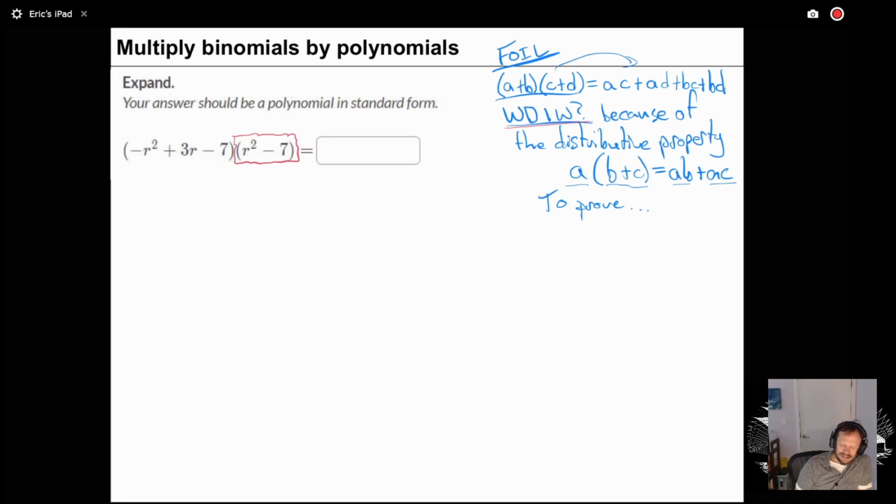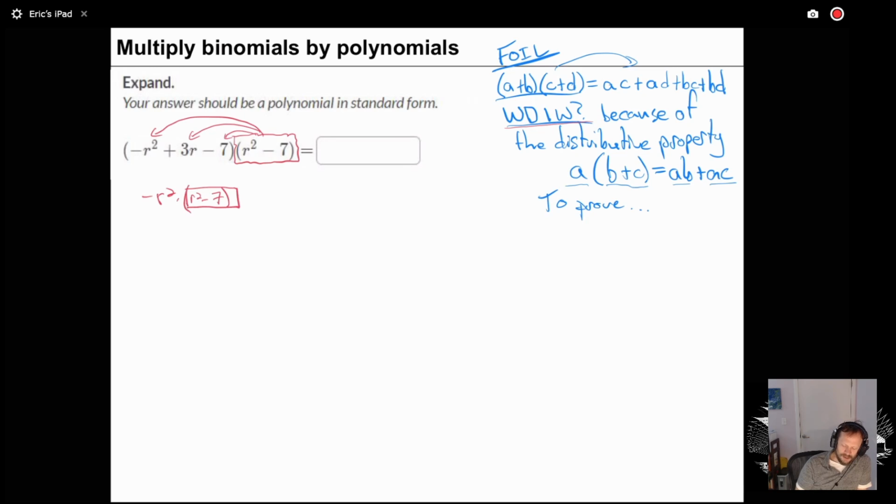Negative r squared minus 7, I can distribute that inside the parentheses here. And when I distribute it, I'm taking this r squared minus 7 and this thing inside the pink rectangle, and I'm multiplying it by each of the terms. So I'm going to end up with negative r squared times the thing in the pink rectangle, r squared minus 7.